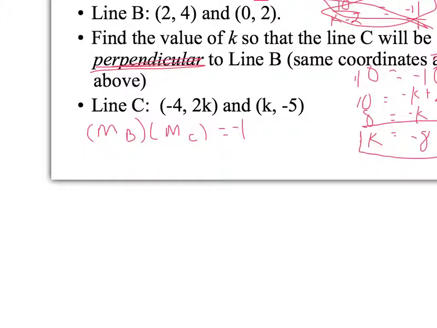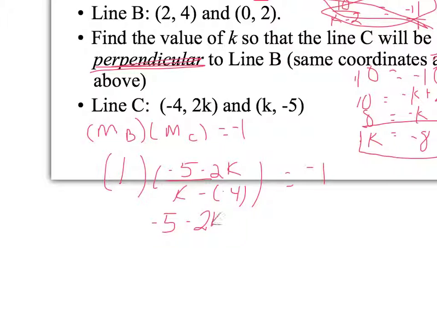So I'm going to write that right here. Okay, the slope of line C, I have to figure that out. That's going to be -5 minus 2k over k minus a -4 has to be equal to -1. All right, so that's just going to be -5 minus 2k over k plus 4 equals -1. I'm going to put the -1 over 1.